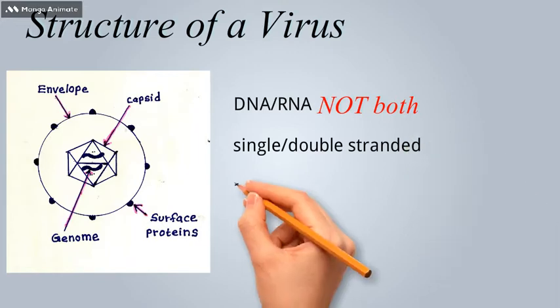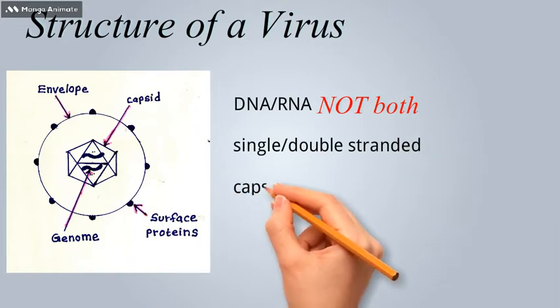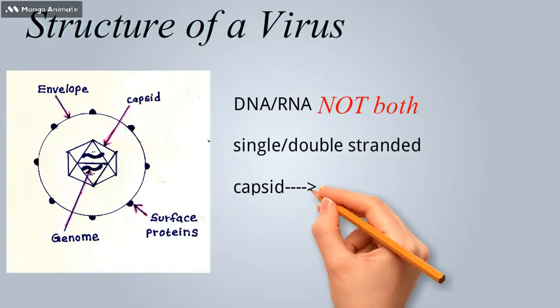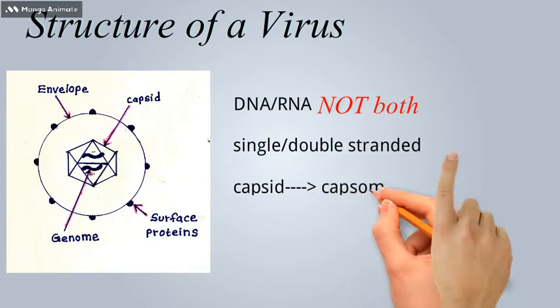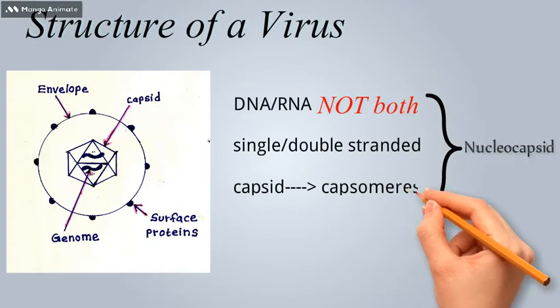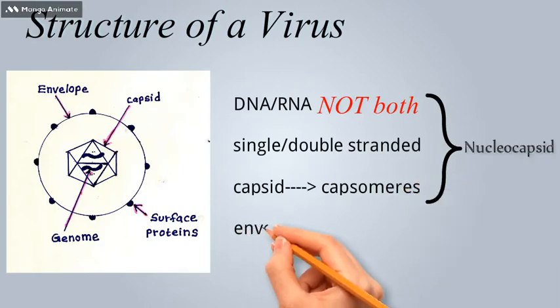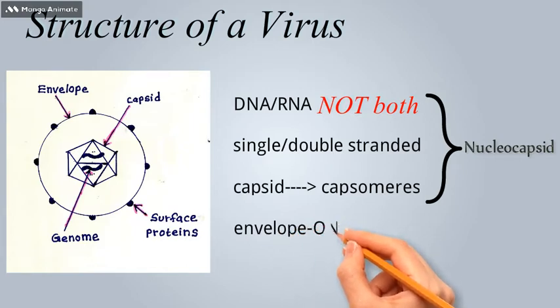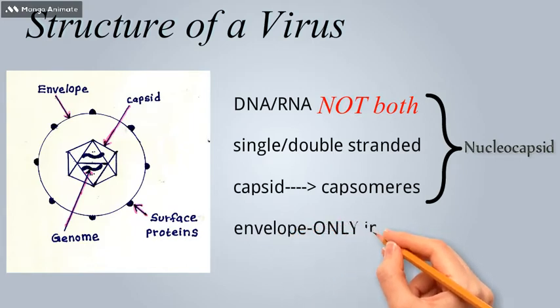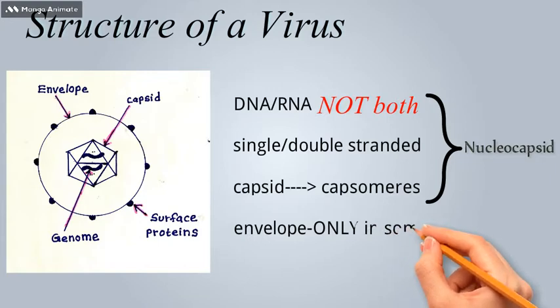The nucleic acid core is surrounded by a protein capsid which is made up of multiple capsomeres. Nucleic acid core and capsid together is called the nucleocapsid. In some viruses, the capsid is surrounded by an envelope derived from the host cell membranes, but some viruses do not have such an envelope.